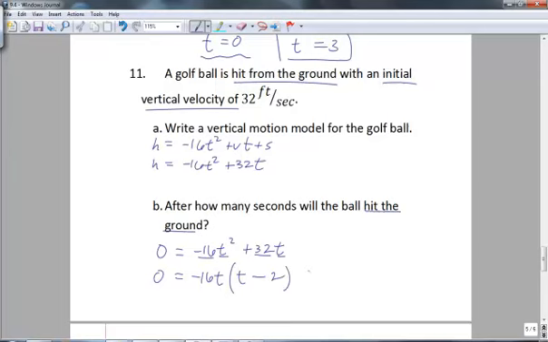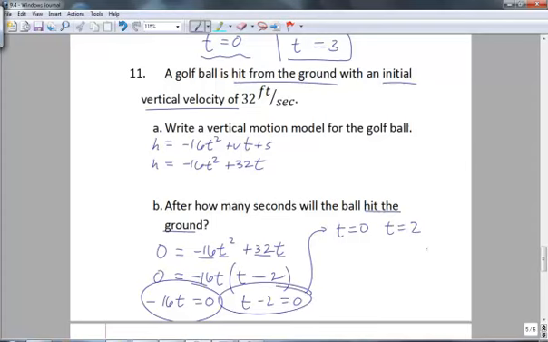All right, so now we can use the zero product property. I'm going to set each factor equal to 0. So negative 16t is equal to 0, and t minus 2 is equal to 0. Come over here and solve. I'm going to get t is equal to 0 from this left side, and I'm going to get t is equal to 2 from this right side.